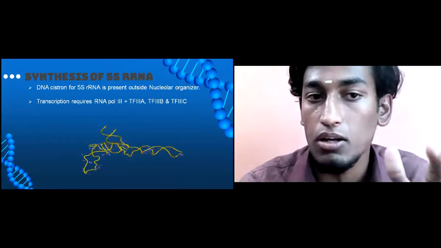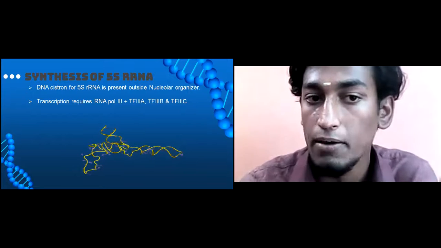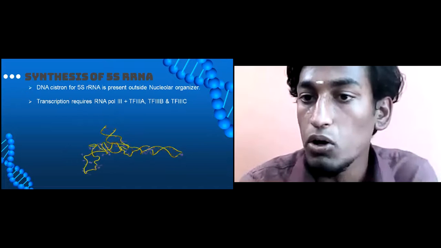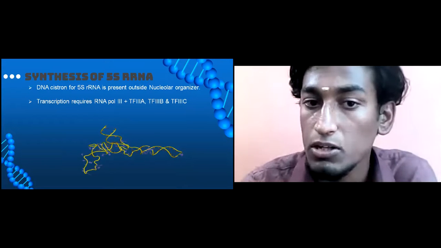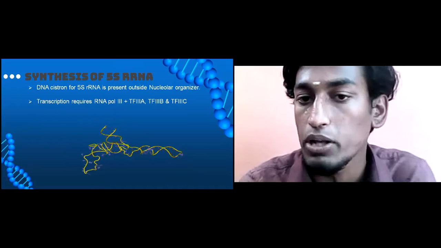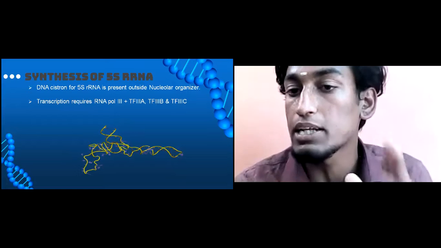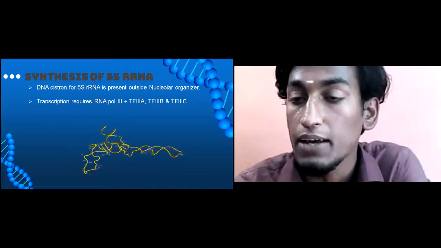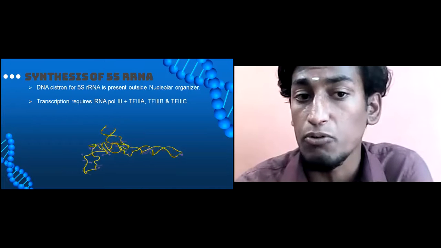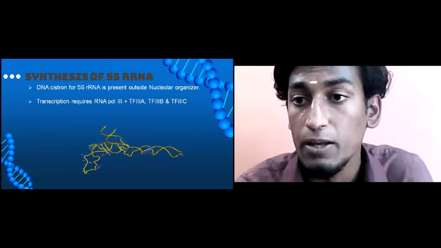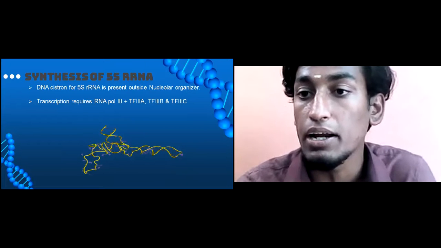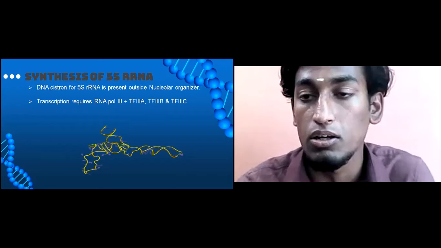And the last topic is the synthesis of 5S rRNA, where the DNA cistron for the 5S rRNA is present outside the nucleolar organizer. This transcription requires RNA polymerase 3, which you all know about, and TFIIIA, TFIIIB, and TFIIIC transcription factors. TF is the transcription factor. These are the enzymes and factors required for this process to take place, and this is the end of the post-transcriptional modification and processing of mRNA, tRNA, and rRNA, what I was talking about for this long.